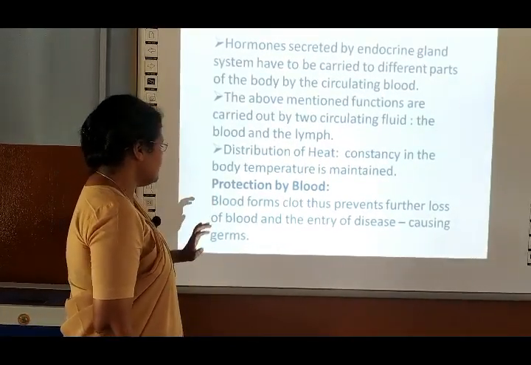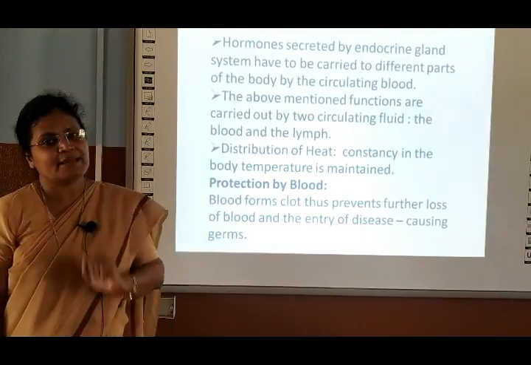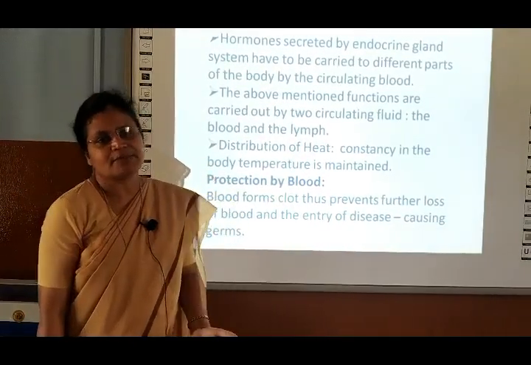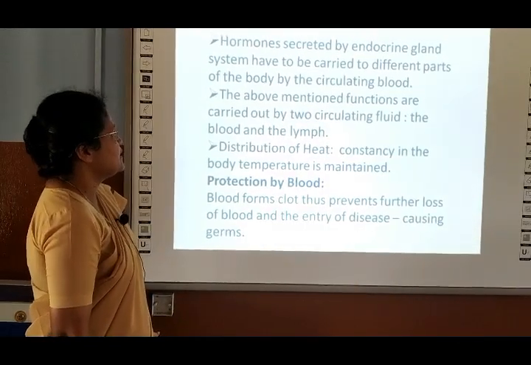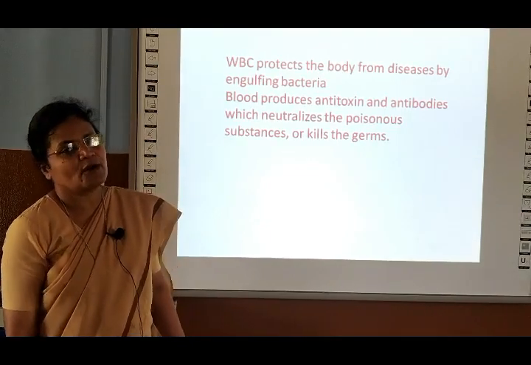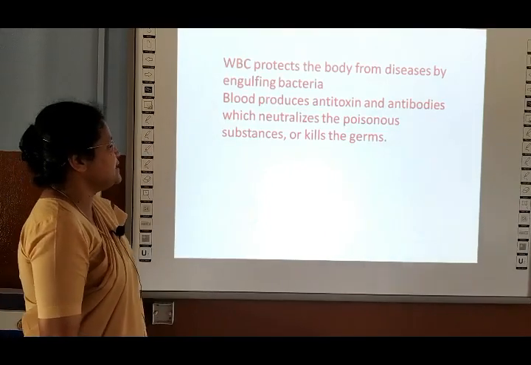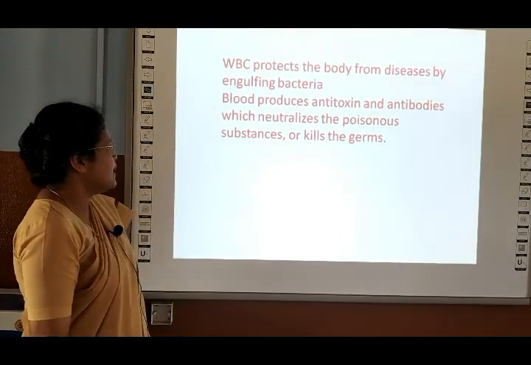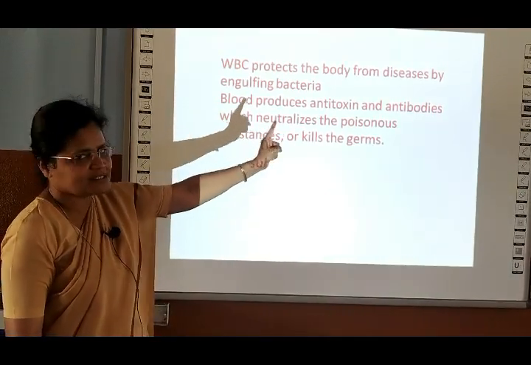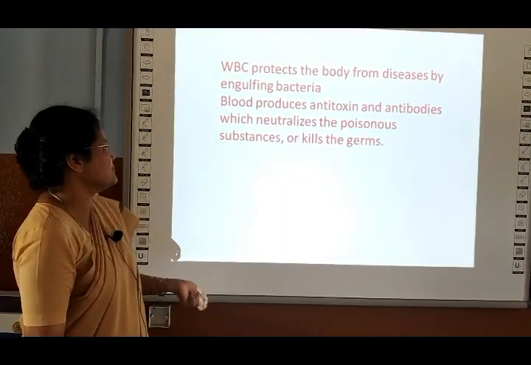Then protection by blood. Now, you have the WBC, which plays an important role in the blood, in protecting ourselves from various diseases, because the WBC is known as the soldiers of our body, which protects our body. It fights against foreign diseases and protects our body from bacteria and other harmful germs. Blood produces antitoxin and antibody. I will teach you what is antitoxin, what is antibody, at the end of the chapter, along with a little bit about immunoglobulin.